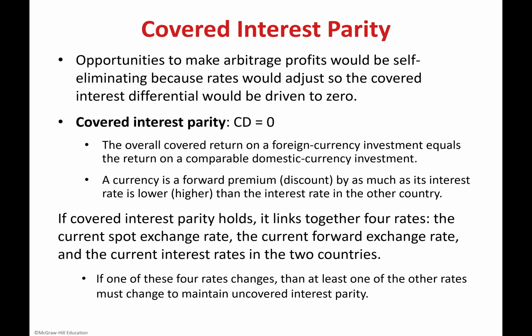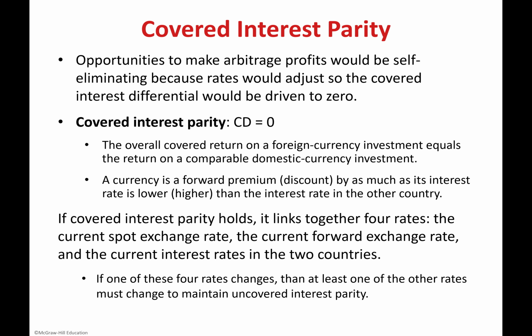A currency is at a forward premium by as much as its interest rate is lower than the interest rate in the other country, and the currency is at a forward discount by as much as its interest rate is higher than the interest rate in the other country. In other words, if you have a higher interest rate in another country, it kind of signifies that that country has to attract money into the country because investors think that its exchange rate is going to depreciate. And the opposite way around.